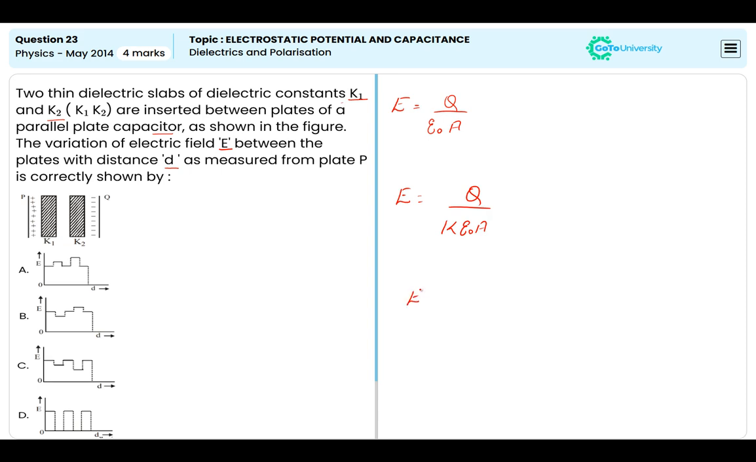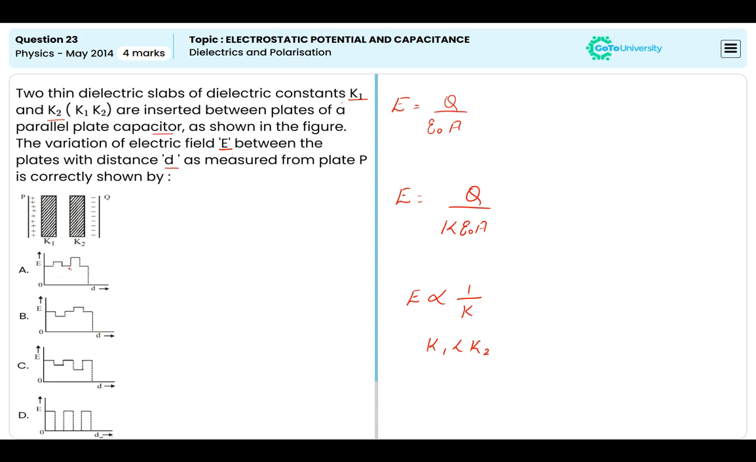E is inversely proportional to the dielectric constant K. That means if K2 is greater than K1, then as the K value increases, the E value decreases. Then by this we can see here that in this region it decreases, and here it is constant.